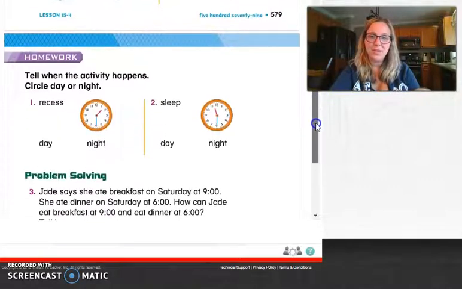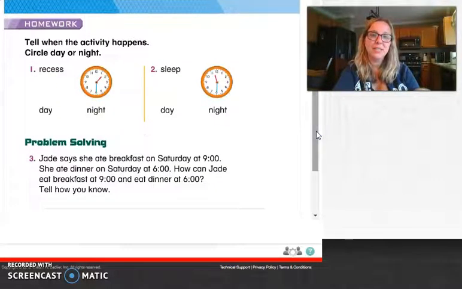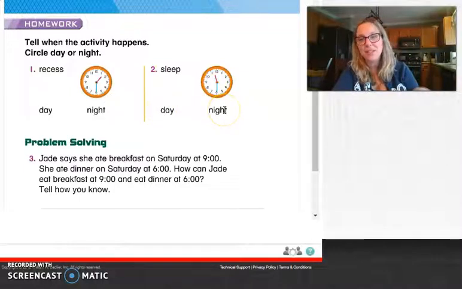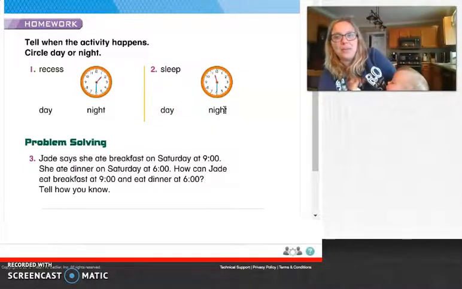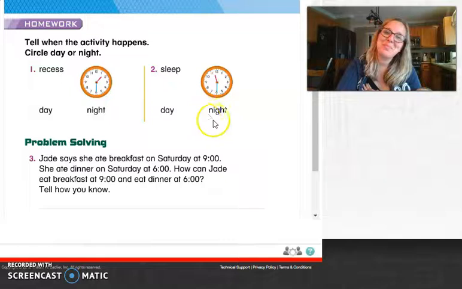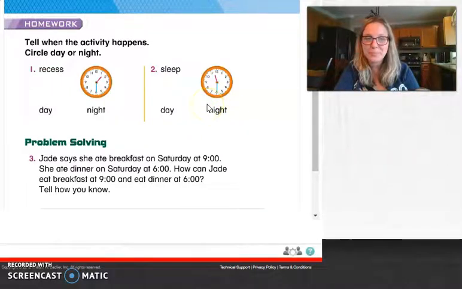And if you turn the page, we have one last page to do. It says, number 1, tell when these activities happen. So recess at 1:30. Is that 1:30 during the day or 1:30 at night? It would be during the day. And the last one says sleep. Do you sleep at 11:30 during the day or 11:30 at night? Again, we decided unless you're a baby like Grayson, you sleep at 11:30 at night.